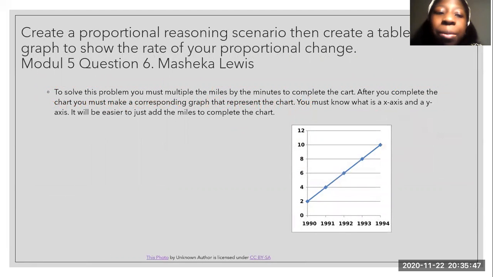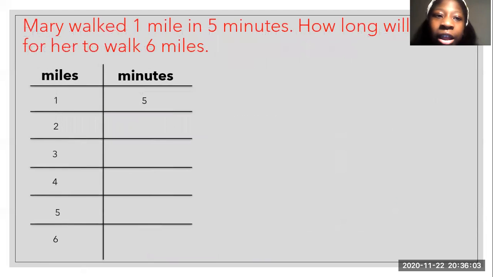Now, our last problem. Create a proportional reasoning scenario, then create a table and graph to show the rate of the proportional change. So, again, that's a little confusing. So I got another problem. Mary walked 1 mile in 5 minutes. How long will it take for her to walk 6 miles? It'll be easier because we know 1 mile is 5 minutes.